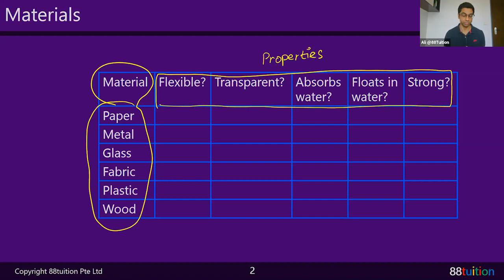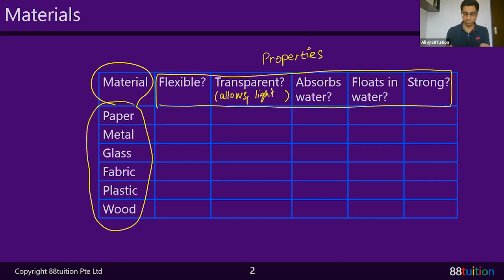So let's look at the first one. We need to know at least six: paper, metal, glass, fabric, plastic, wood, the very, very common ones which will always be tested. There may be some other new ones which may take in the information from here and ask you to apply. For example, transparent. The only definition is: allows light to pass through.